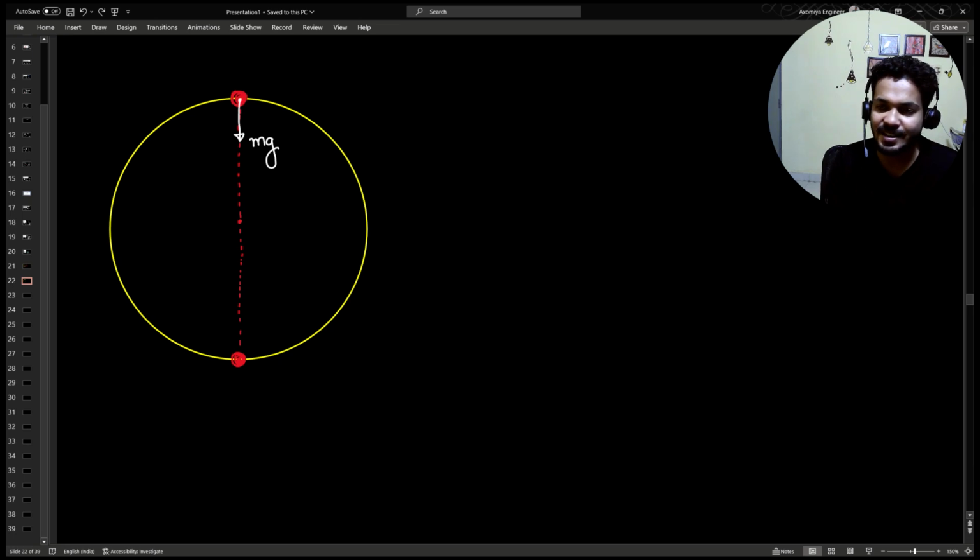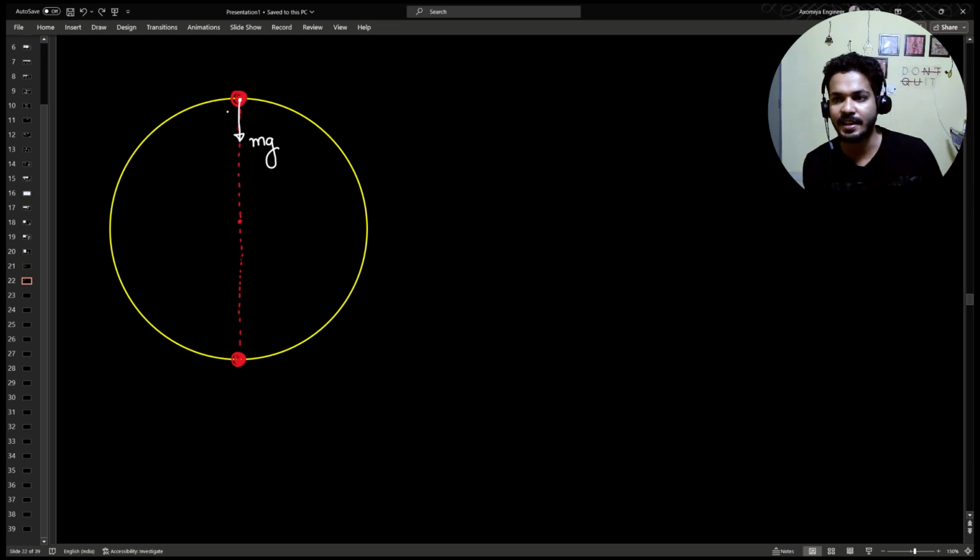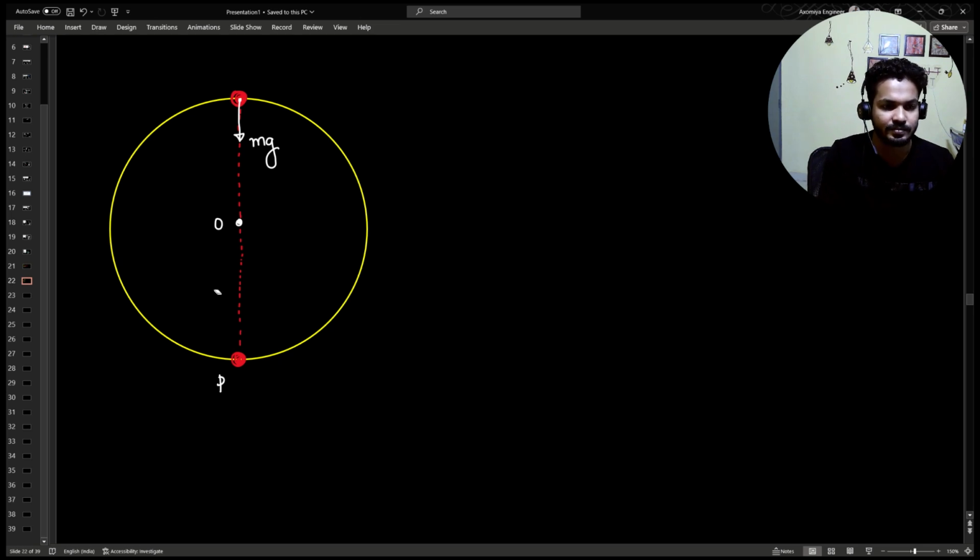Now if the body does not have any velocity at the highest point, it will not go this way, right? It will just fall down, because there is a downward force and it has no velocity, so it's just going to fall back. I have seen people say this. Remember this height right here, from here to here is r, and from O to P is r, and let's call this x. O to x is also r. So the total height is how much, guys?